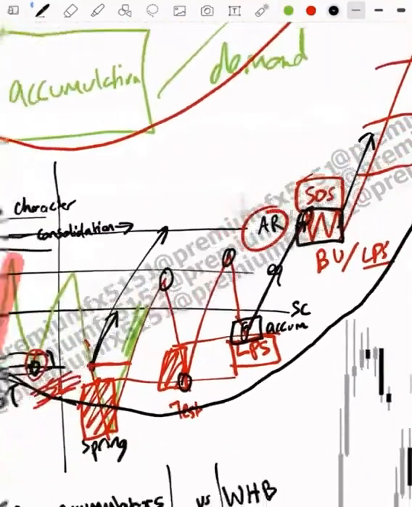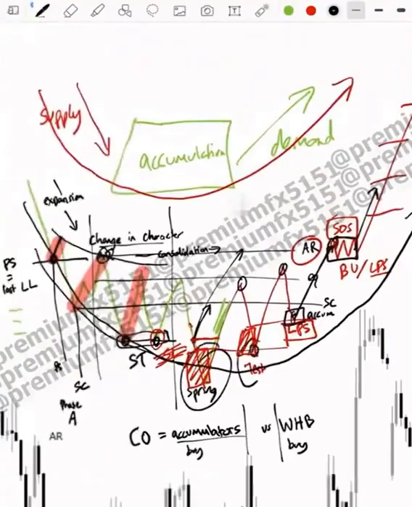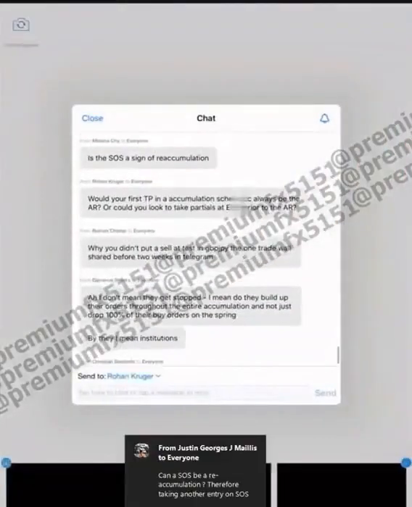That's what's happening on the lower time frame. You zoom out on the higher time frame, you just see spring, test, LPS, sign of strength. But the lower time frame, yes, that was correct. Good question.